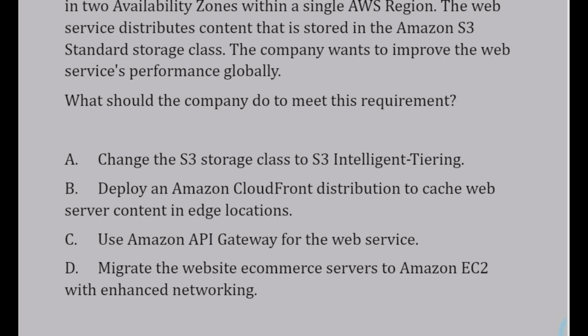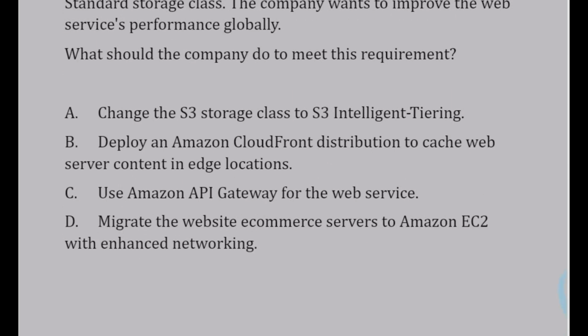Option A, change the S3 storage class to S3 Intelligent-Tiering. Option B, deploy an Amazon CloudFront distribution to cache web server content in edge locations. Option C, use Amazon API Gateway for the web service. Option D, migrate the website e-commerce servers to Amazon EC2 with enhanced networking. Correct answer is option B.